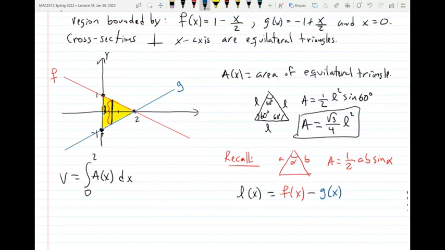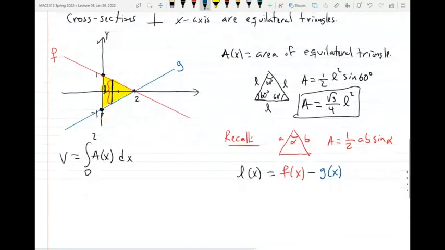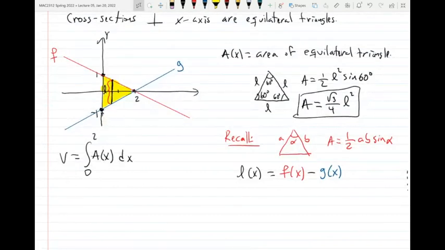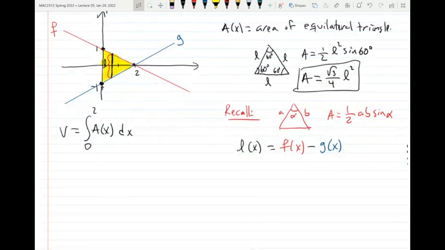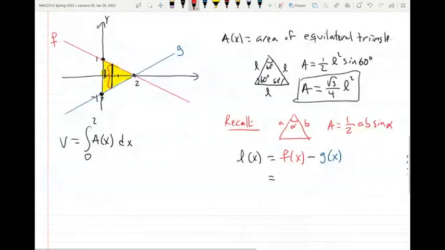Good. All right. Does everybody understand that L can be calculated by doing F minus G? By looking at the picture. Just look at the picture. Do you understand that you can find that by doing top minus bottom? Okay. So let's put the formula. So F is 1 minus x over 2.